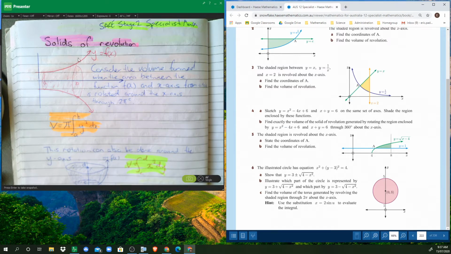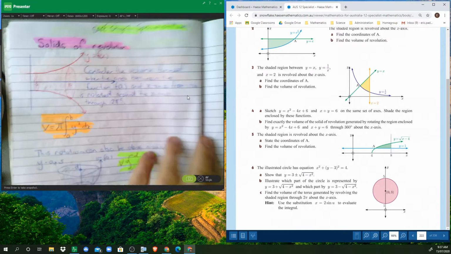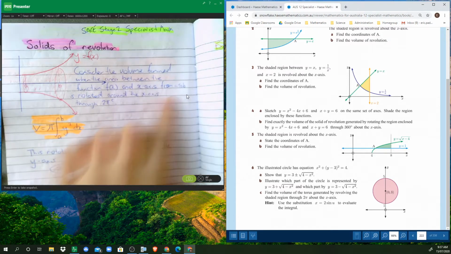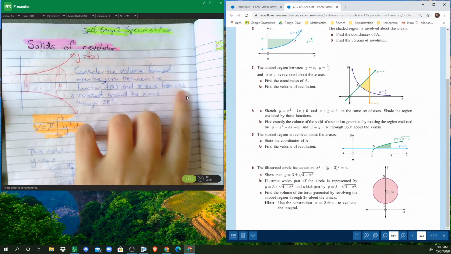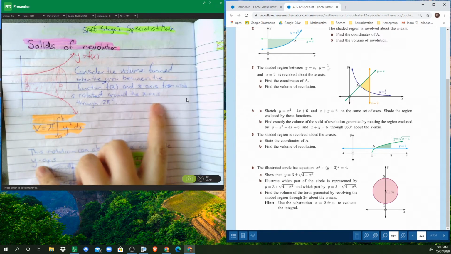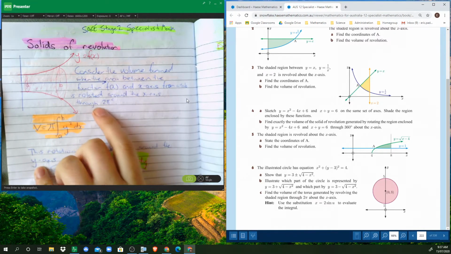So now we're going to be looking at, so we've looked at area under the curve and area between two functions. And now we're going to use this trick where we're actually going to work out an area formed by a function that is rotated around an axis. So consider this. Consider the volume formed when the area between the function f of x, this one I've drawn in red, and the x-axis from A to B is rotated around the x-axis through 2 pi.